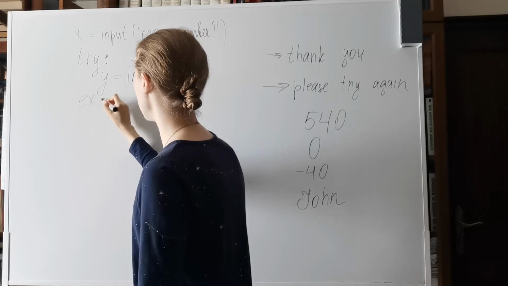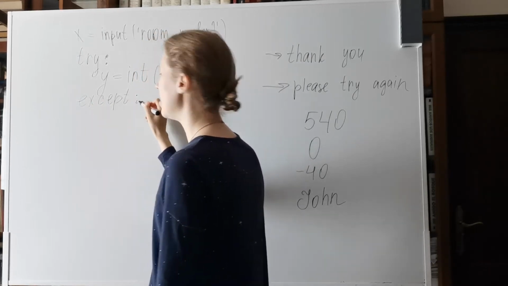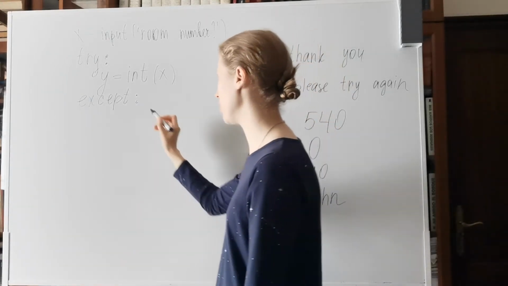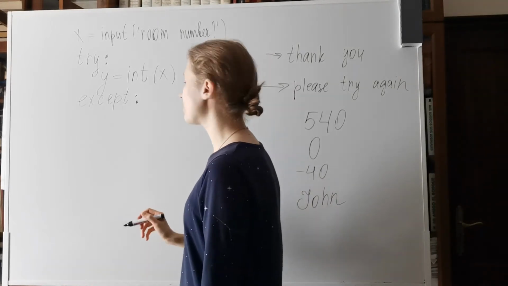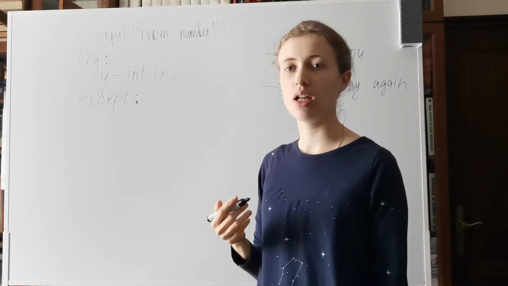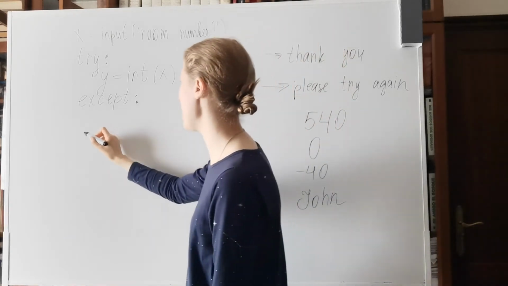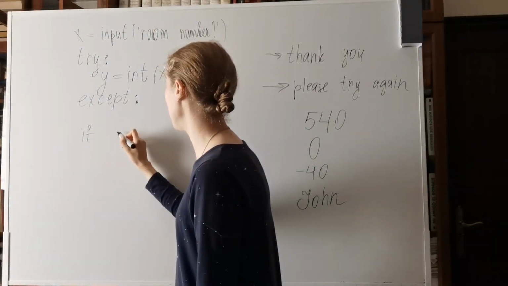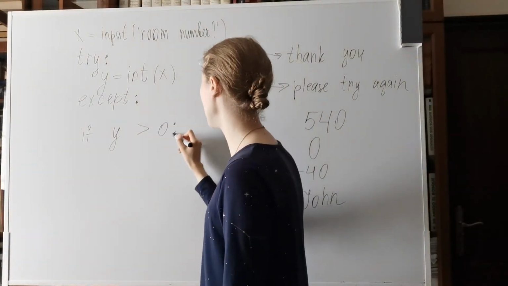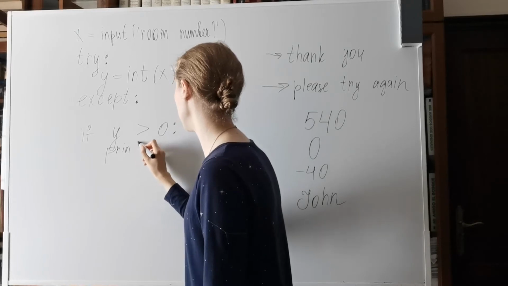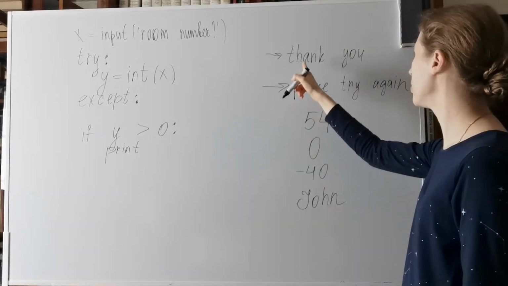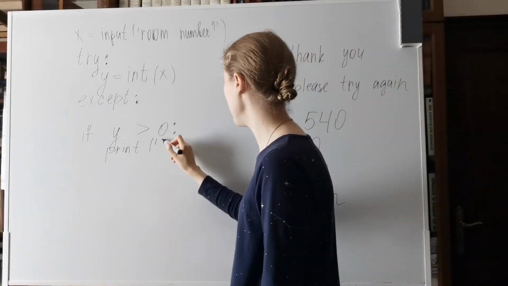Then we write except block, but let's postpone what we write into except block. Don't write it now, let's postpone it for a while. Then remember, we need just positive numbers, positive integers. So we have to introduce a conditional statement with if. If y is greater than 0, print. What should we print in this case? We have correct input, so we should print "Thank you."